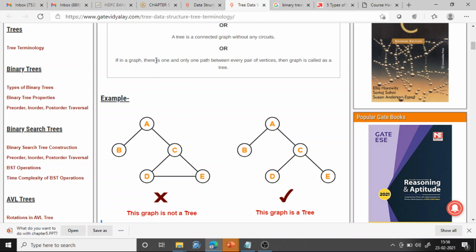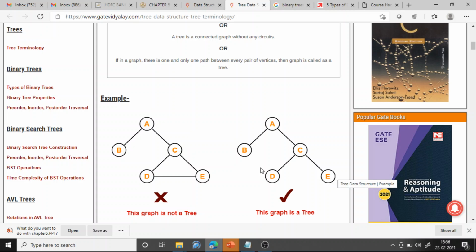See the last definition: in a graph there is only one path between every pair of vertices. For example, in this right side tree, from A to E there is only one path. If you want to reach E, there is only one path, A to C and C to E. There is no other way. You cannot go to B and then come to E. Similarly, you cannot go to C and then to D and reach E. Without reaching C, you cannot come to E.